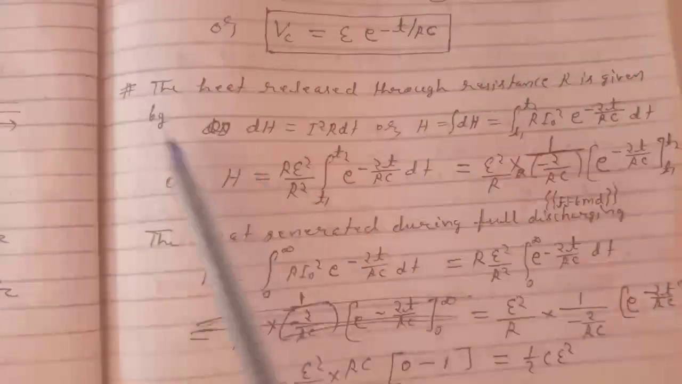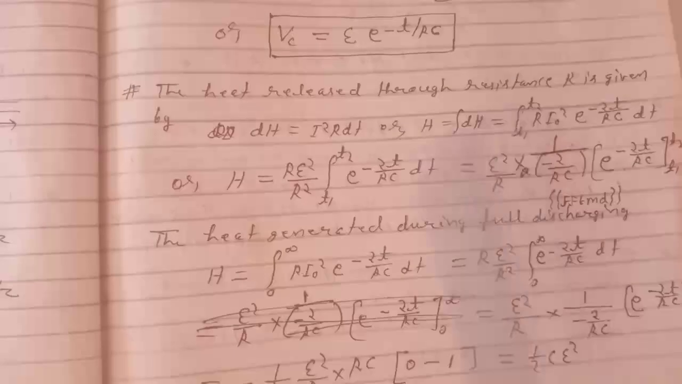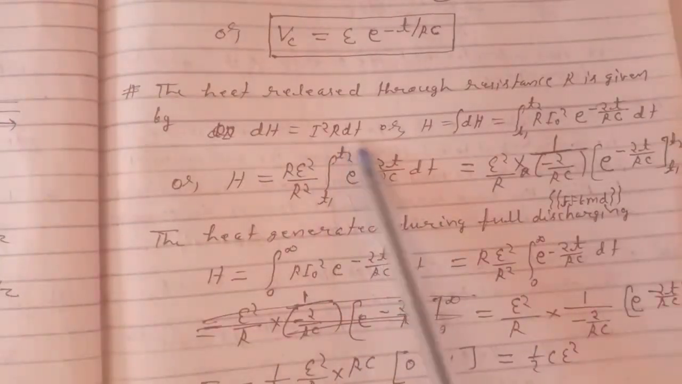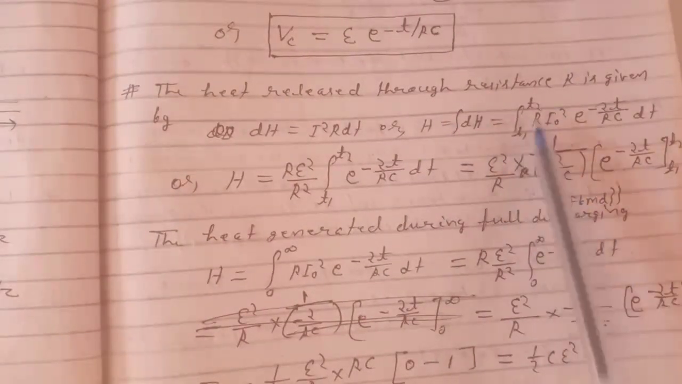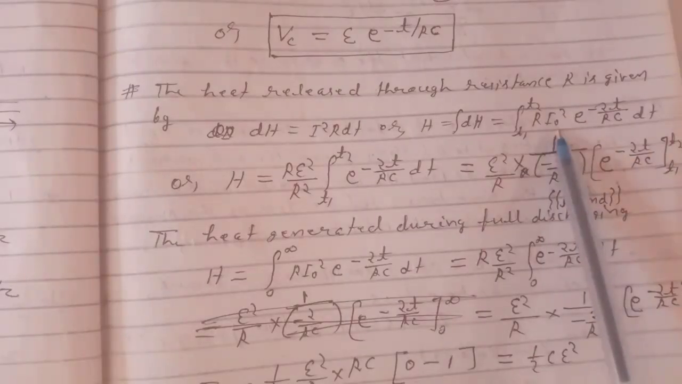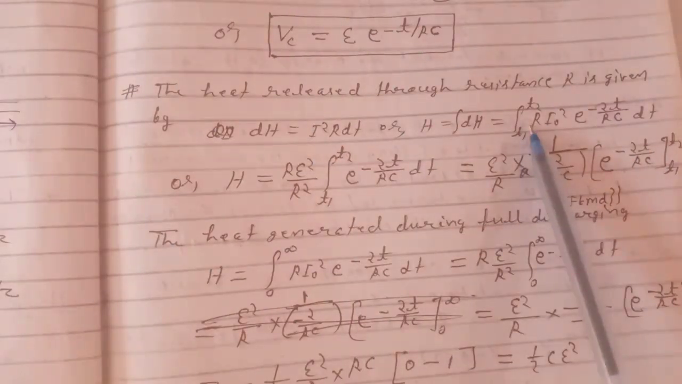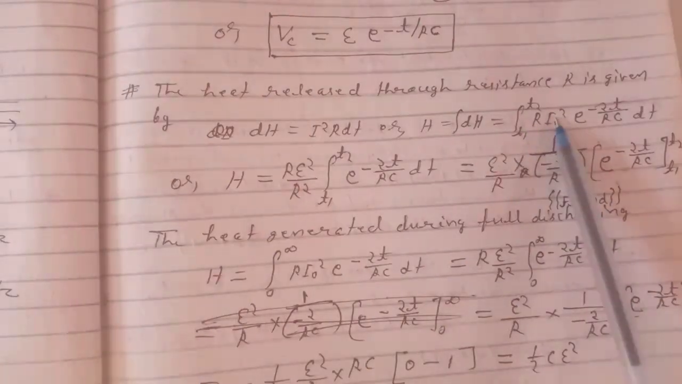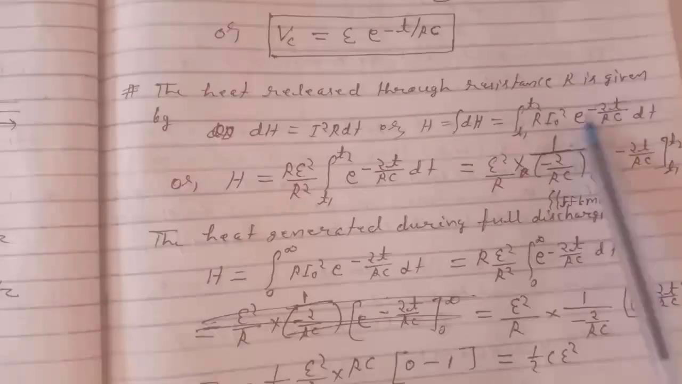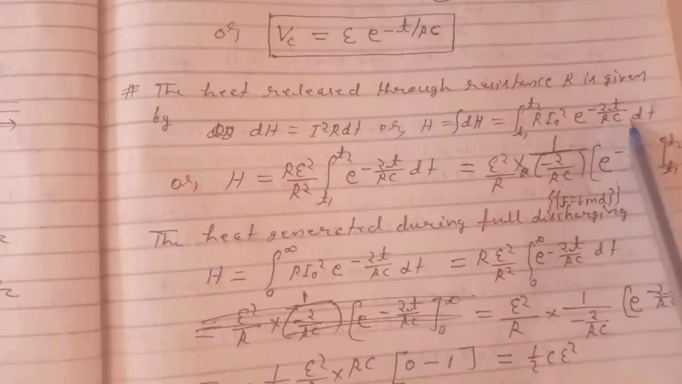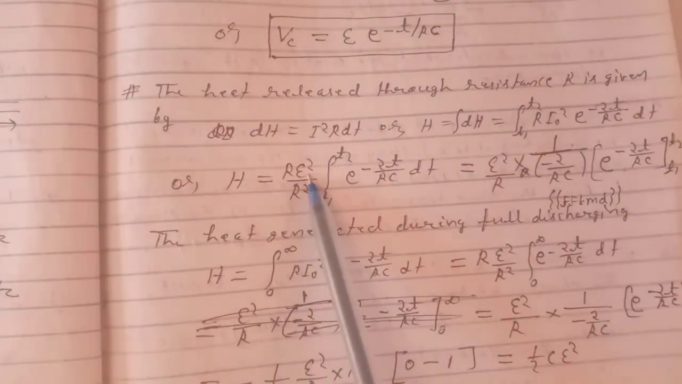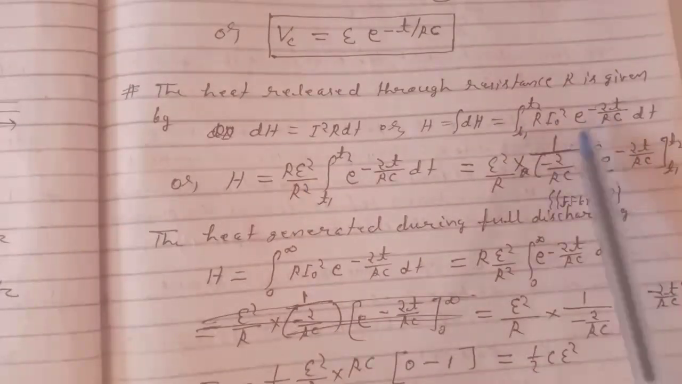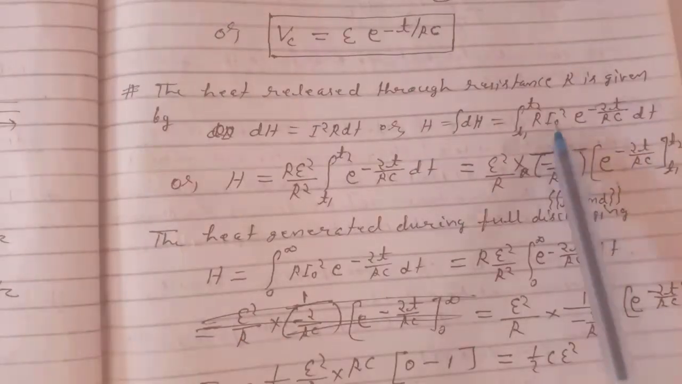Next, the heat released through resistance R is given by dH equals I square R dt, or H equals the integration from t1 to t2 of I square R dt, putting the value of I. So R into I naught square e to the power minus 2t by RC into dt, or H equals R into E square, R and R will cancel, putting the value of I naught.